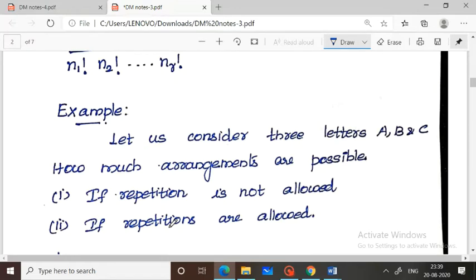So first of all, let us consider three letters A, B and C. And then how many arrangements are possible? First choice, if the repetition is not allowed, that means the objects are distinct. Remember that here the objects are distinct. Now if the repetition is allowed, that means the objects are similar. That means there are two categories.